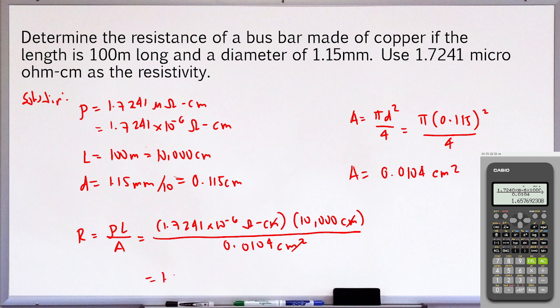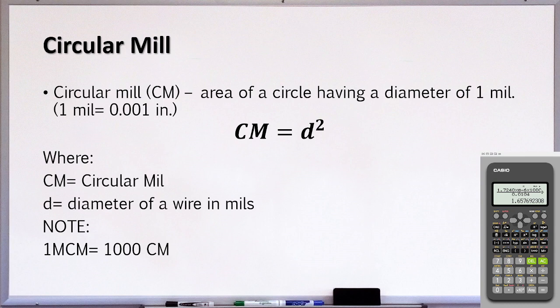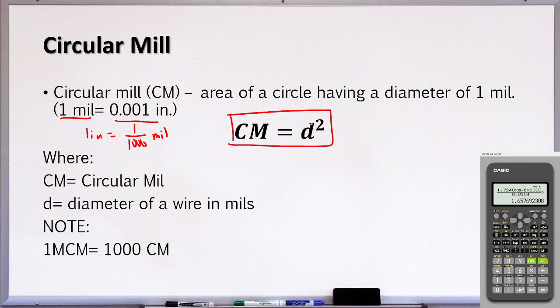Okay, so we have 1.66 ohms. Then next we have circular mil. Yung CM kanina natin, that is a circular mil. That is the area of a circle having a diameter of 1 mil. So yung 1 mil is equal to 0.001 inches. Kung baliktarin natin yan, 1 inch is equal to 1 over 1,000 mil. So the circular mil is equal to d squared, wherein your d, ang diameter nito is in mils. So note, 1 MCM is equal to 1,000 circular mils. Kasi kadalasan when it comes to English system, the unit is in mils, or in CM or MCM. So that is mega circular mil, which is equal to 1,000 CM.